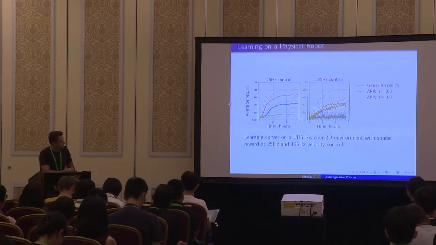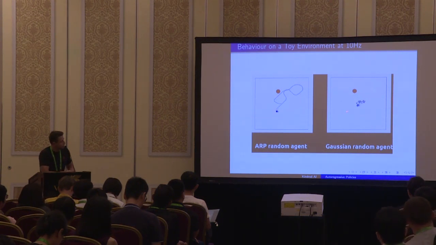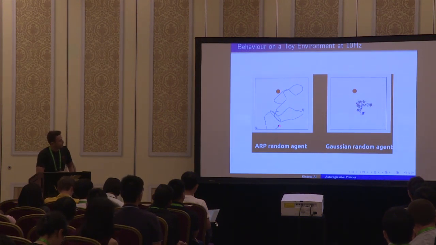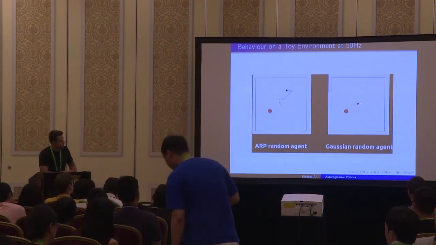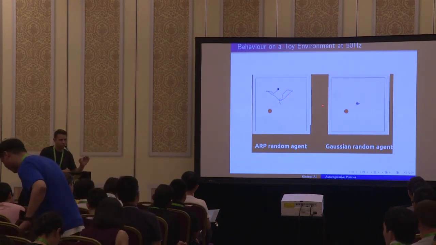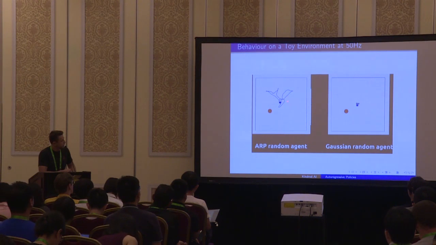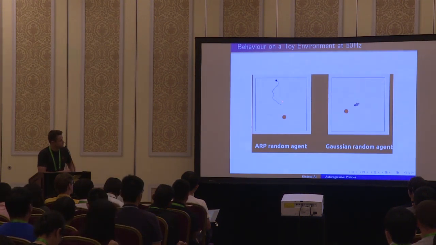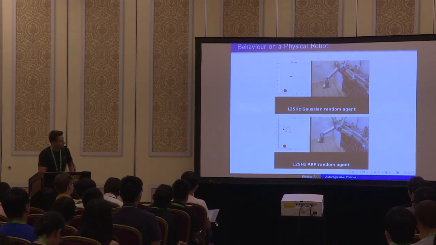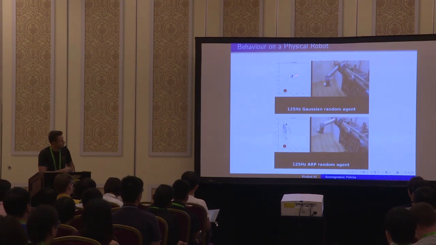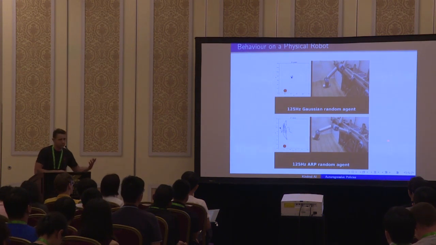The following video shows behavior of randomly initialized autoregressive and Gaussian agents in a simple toy environment. You can see at 10 Hz control that autoregressive agent explores the space much more effectively, and its trajectory is smooth. Similarly, at 50 Hz control, where Gaussian agent barely moves, autoregressive agent with larger value of alpha parameter maintains consistent exploration, and its behavior is still smooth, the trajectory is smooth. And finally, on a physical robot, on the Euro 5 robotic arm, autoregressive agent at 125 Hz continuous control is much more efficient in exploring the space compared to Gaussian agent. And the robot motions are consistent and smooth.